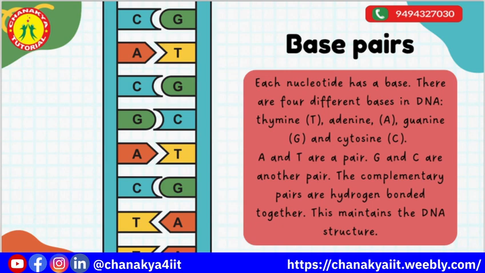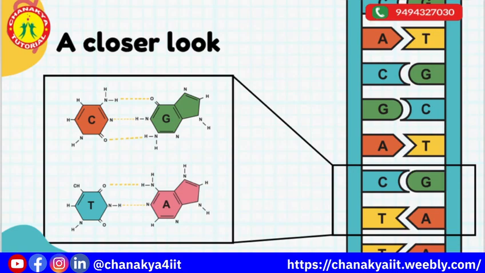Base pairs. Each nucleotide has a base. There are four different bases in DNA: thymine, adenine, guanine, and cytosine. A and T are a pair. G and C are a pair. The complementary pairs are hydrogen bonded together. This maintains the DNA structure. Have a closer look on the structure.